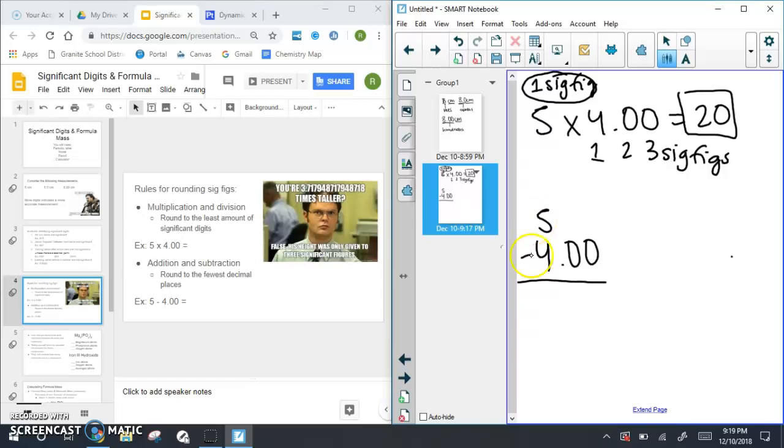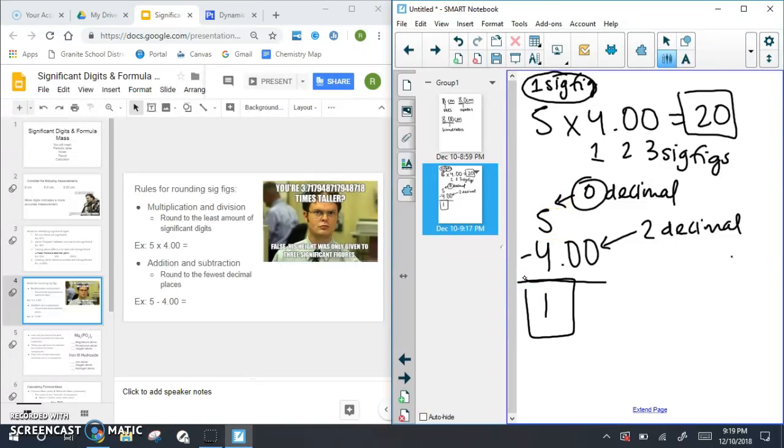So subtracting these out, we know 5 minus 4 is 1, but how accurate can that be? We'll look at whatever has the fewest amount of decimal places. This 5 right here has 0 decimal places. It doesn't have a decimal at all. Now look at this one right here, 4.00. This one has 2 decimal places. It is as accurate as the hundredth place. Well, look at both of these. This 5 tells you that this is the least accurate number, and so our answer can only be 1, and so we're going to leave it like that.